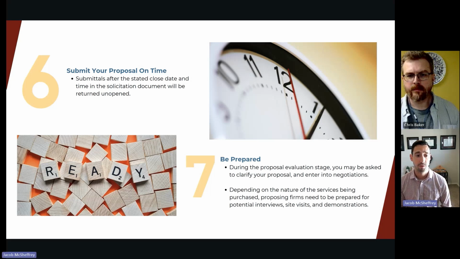Depending on the nature of the services being purchased, proposing firms need to be prepared for potential interviews, site visits, and demonstrations. Again, it will usually be outlined in the RFP if there's going to be a multi-stage interview process, but depending on the caliber of proposals, that may be added in at last minute, or they may ask for additional documentation. So once you submit it, you're not done. You still need to be prepared to follow up and provide more information if asked to do so.